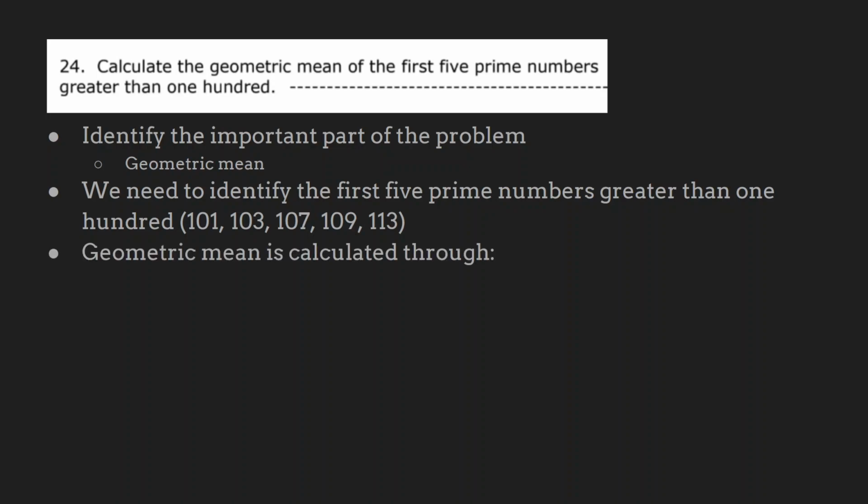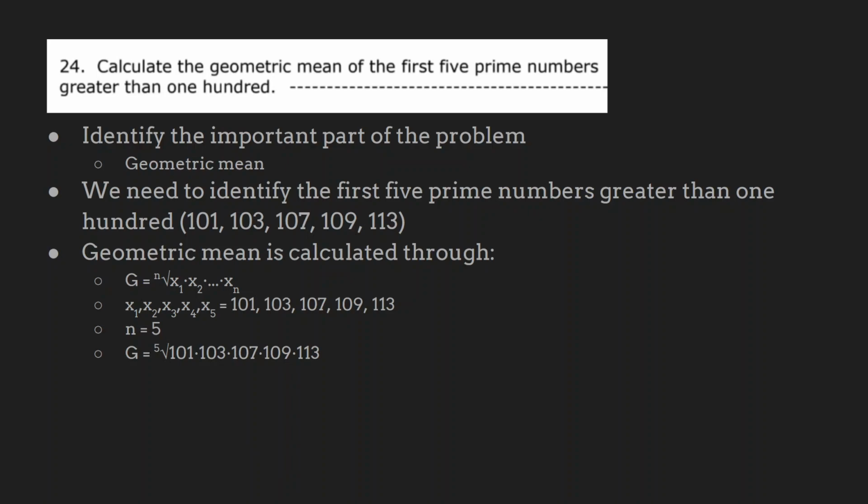Geometric mean is going to be calculated through G equals the nth root of x1 times x2 times xn. x1 through x5 is going to be our first 5 prime numbers greater than 100. n is going to be 5. So G equals the 5th root of 101 times 103 times 107 times 109 times 113. Therefore, our answer is going to be 1.07 times 10 to the second power.